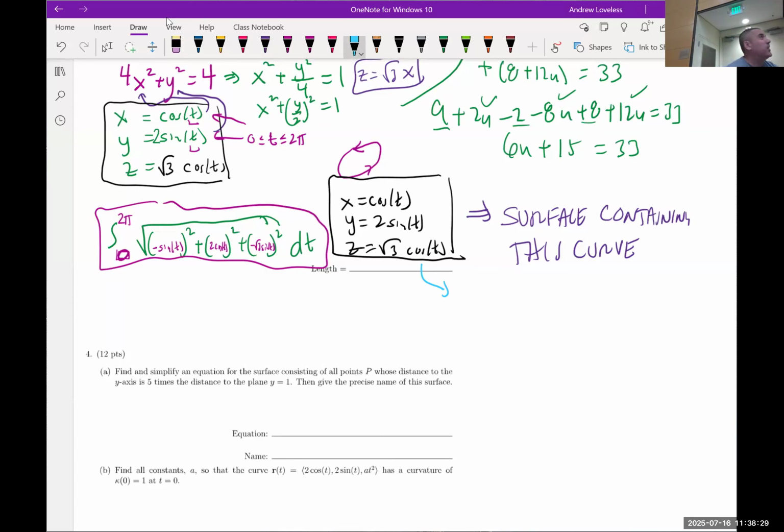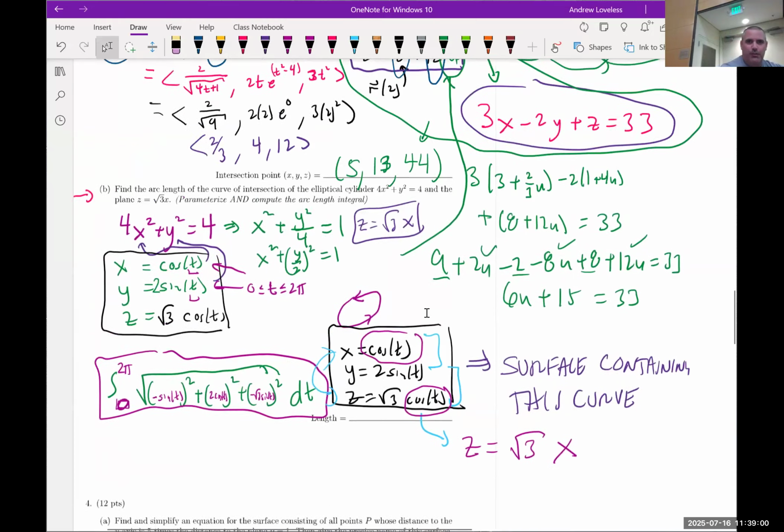So what could you say? There are 3 answers, actually. You could combine these 2 equations, or these 2 equations, or these 2 equations. All of those would give you surfaces. Probably the easiest surface would be to say, since this is cosine and this is cosine, what can you say about z? z is what? It's kind of silly because we already know the answer. z is the square root of 3 times x.